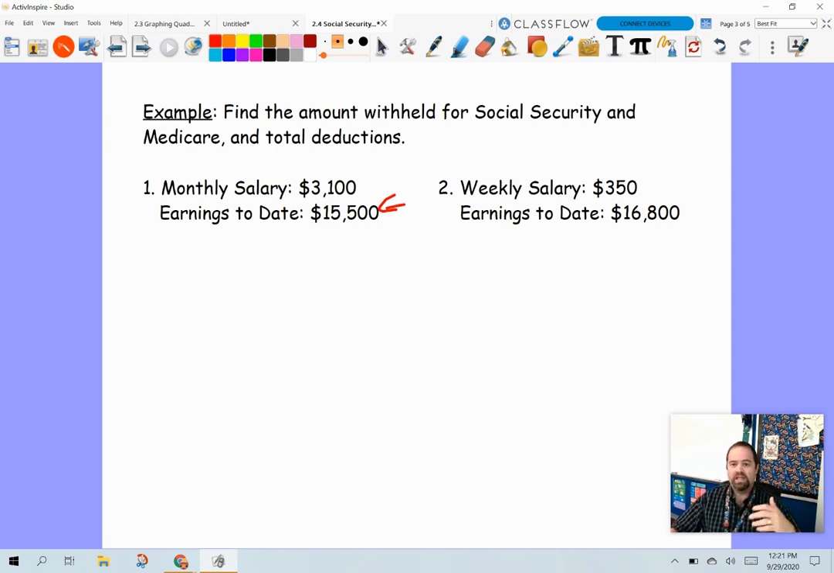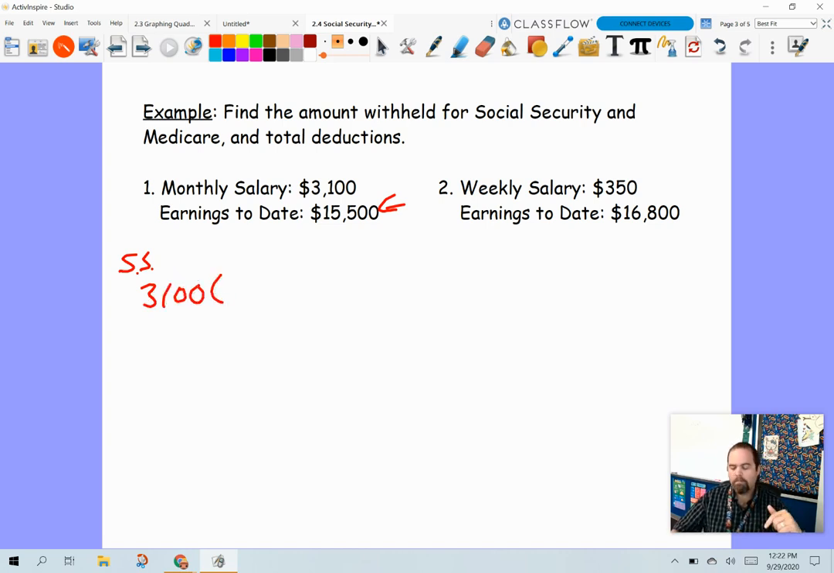I omitted a lot of the unnecessary stuff on this. It doesn't matter who this person is. It doesn't matter how many deductions they have. None of that stuff matters. We're just going to look at the dollar amounts. So I'm going to set this up. Social Security, I'm going to do that calculation. Then I'm going to do the Medicare calculation separately.